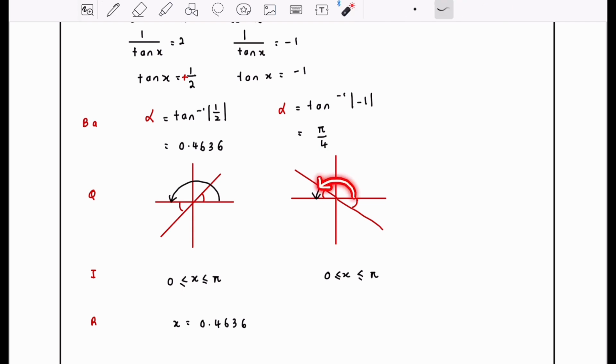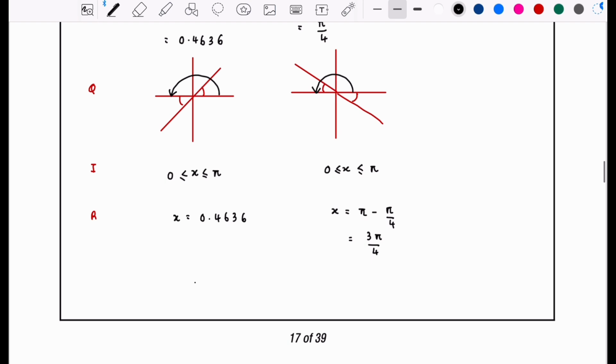So how to get the angle in the second quadrant? x equals 180 minus, or since we have the angle in radians, pi minus the reference angle, which is pi over 4. So the answer is 3 pi over 4. Finally, our x is 0.4636 radian and the other one is 3 pi over 4.